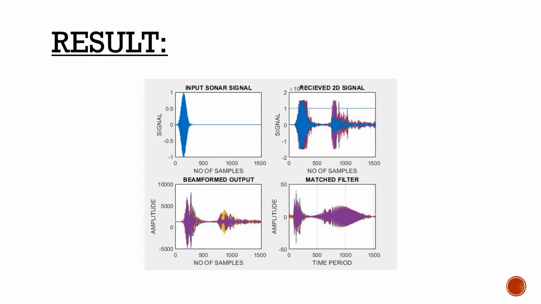This is the result which we got. The first one is the input sonar signal. The second is the received 2D signal. You can see there are two parts. The first part is the air-water interference, which we can ignore. And the second part of the signal gives us the information about the buried objects. The third one is the beamformed output. And the fourth is the match filter output in which we have applied the fractional Fourier transform.